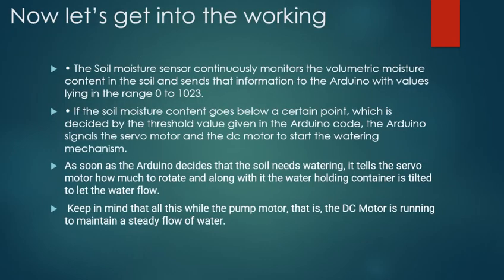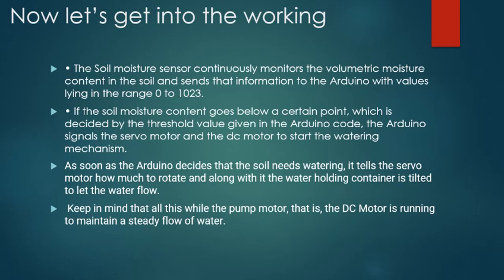Now let's get into the working. The soil moisture sensor continuously monitors the volumetric moisture content in the soil and sends that information to the Arduino, with values lying in the range of 0 to 1023. If the soil moisture content goes below a certain point, which is decided by the threshold value given in the Arduino code, the Arduino signals the servo motor and the DC motor to start the watering mechanism.